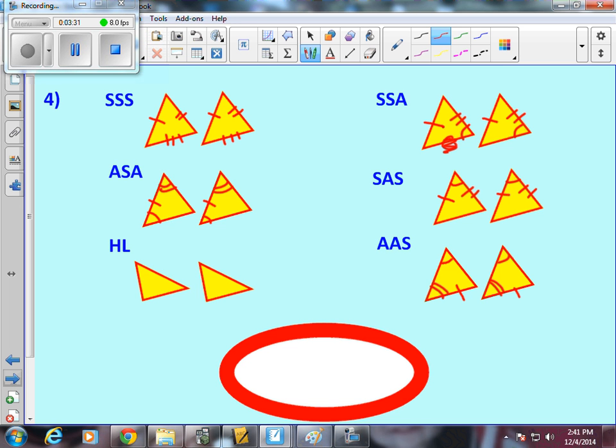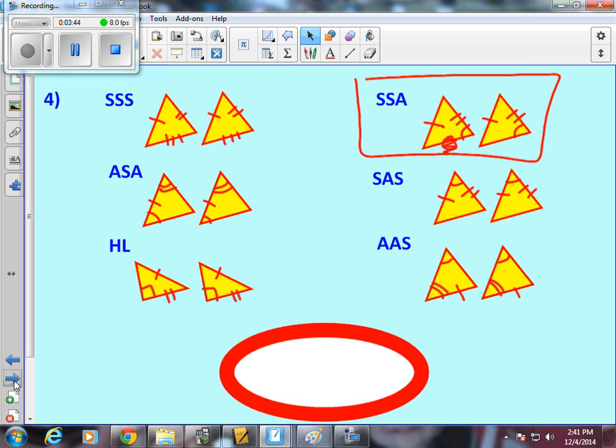HL would be in right triangles where you have a hypotenuse congruent to another hypotenuse and a leg congruent to a leg. Like that. But this one here was never a legit way to prove congruent triangles. There was 5 ways to do it, and that wasn't one of them.